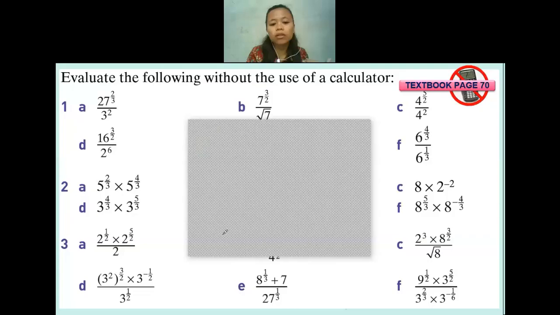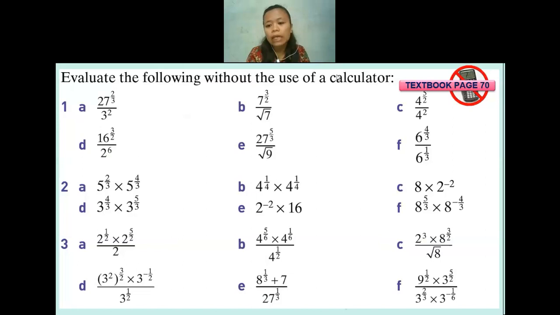We have 8 to the power of 5/3 times 8 to the power of negative 4/3. The base is already the same, so we can simplify the power. Using the index rule, when we have the same base, we can just add the power. So now we have 5/3 and negative 4/3. When we add them, it equals 1/3. That's why it will be 8 to the power of 1/3.